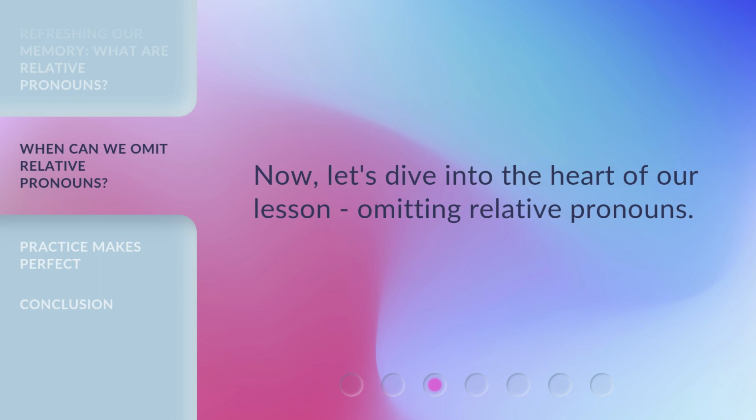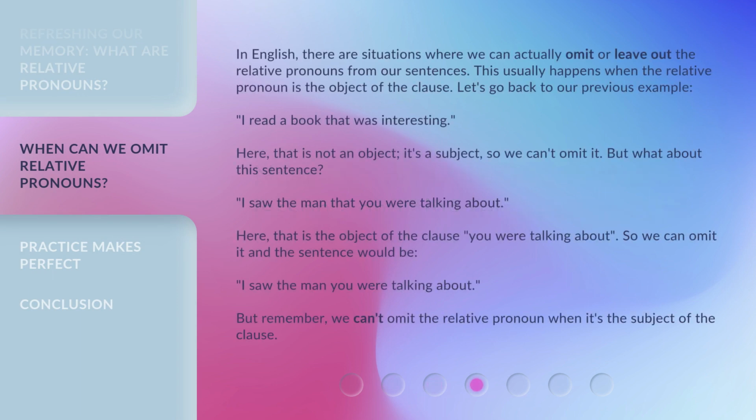Now, let's dive into the heart of our lesson, omitting relative pronouns. In English, there are situations where we can actually omit or leave out the relative pronouns from our sentences. This usually happens when the relative pronoun is the object of the clause.